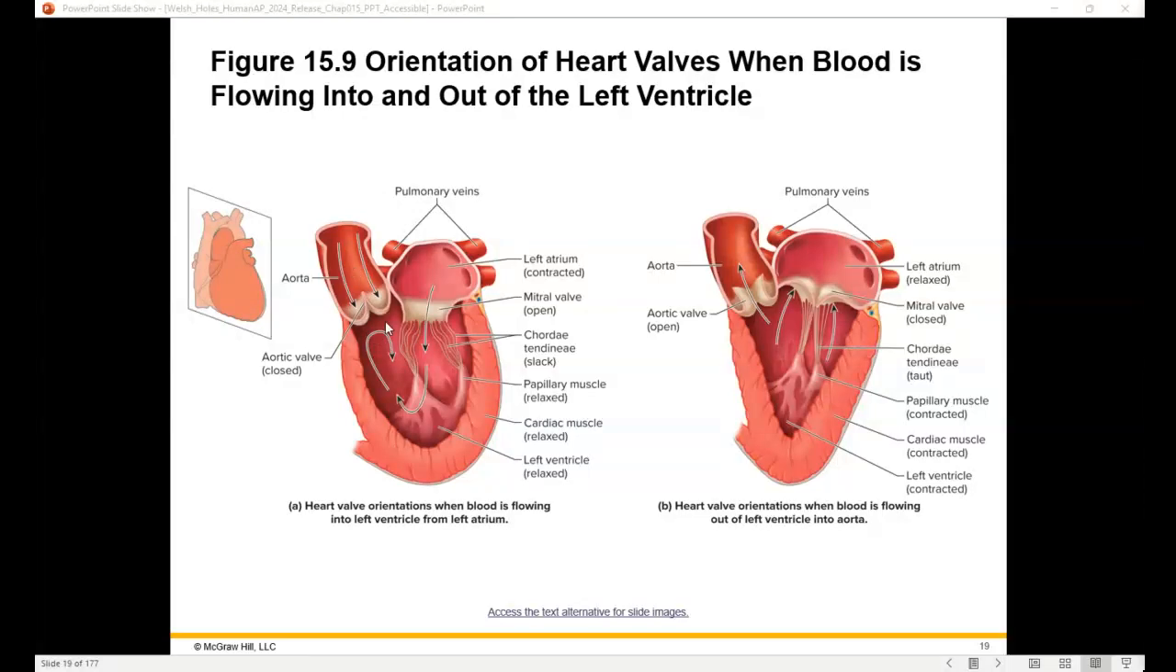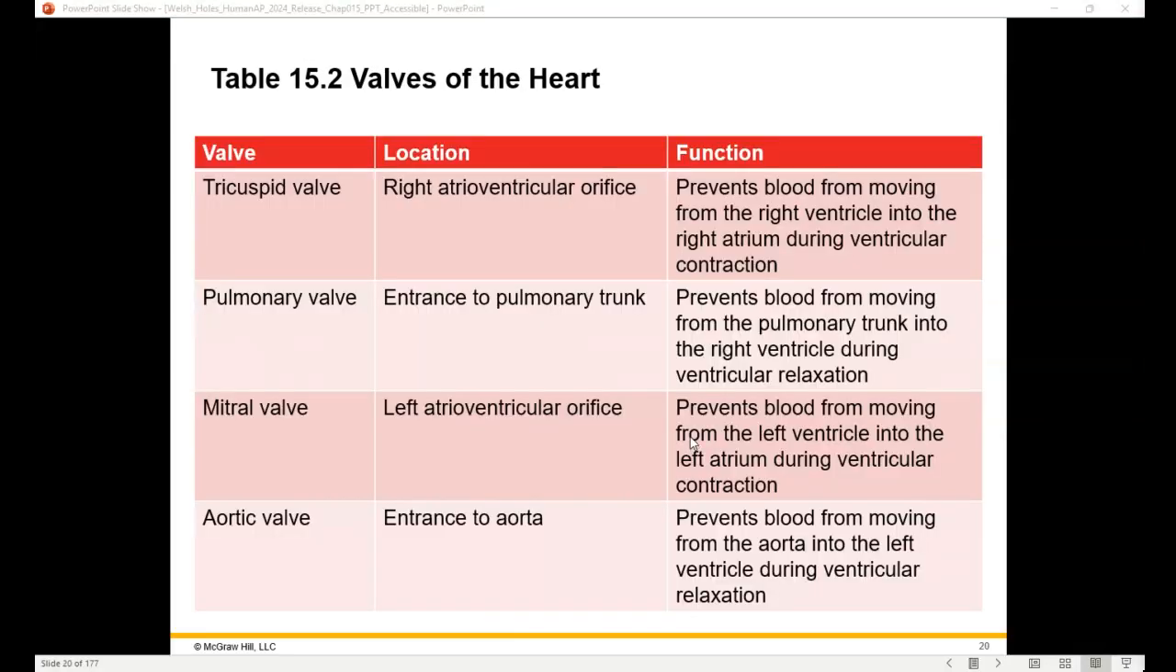And when there's not a lot of pressure in here, the valve closes. But when there is plenty of pressure, as you see here, when we actually are contracting the myocardium and the ventricles push, they open up the aortic valve and they close the mitral valve. Okay, you want to get to know the valves of the heart very well. This is a good table to get to know.